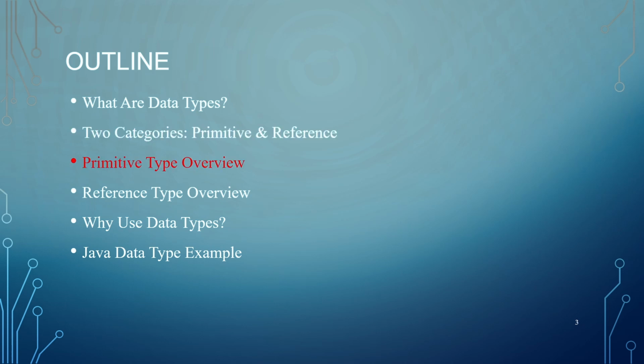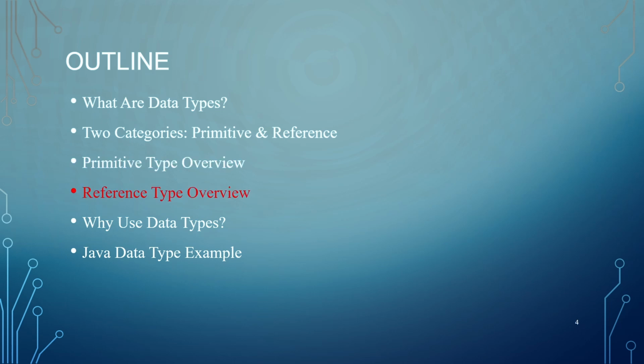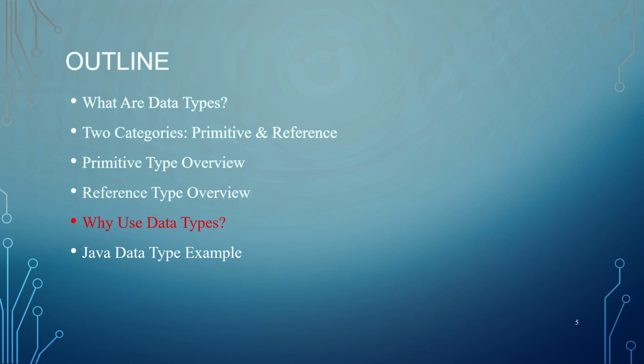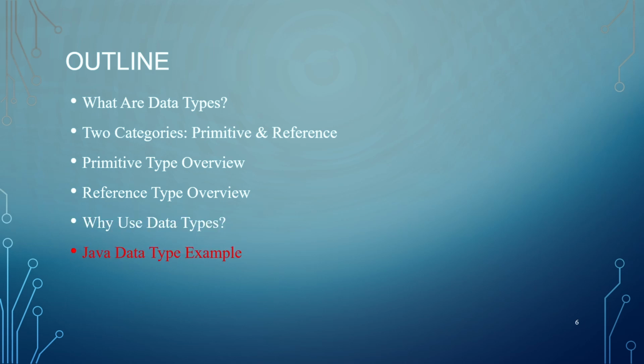I will then give a brief overview of primitive data types, which store simple values directly, such as numbers, characters, and Boolean values. After that, I will discuss reference data types, which store references to objects like strings, arrays, and user-defined classes. I will also explain why data types are important, including how they improve performance, memory management, and program reliability. Finally, I will conclude with a simple Java example to demonstrate how primitive and reference data types are used in real code.